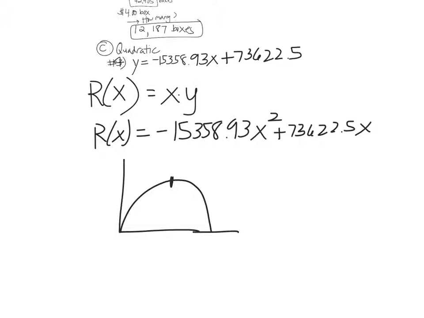I'm wondering, all right, we need to change our window. Our window's not good right now. What window should we use? Let's go, X is still the price of the box of cereal, so let's go like $0 to $5. And revenue is how much they're going to make from these. Y is no longer how many boxes are being sold. It's going to be the revenue.